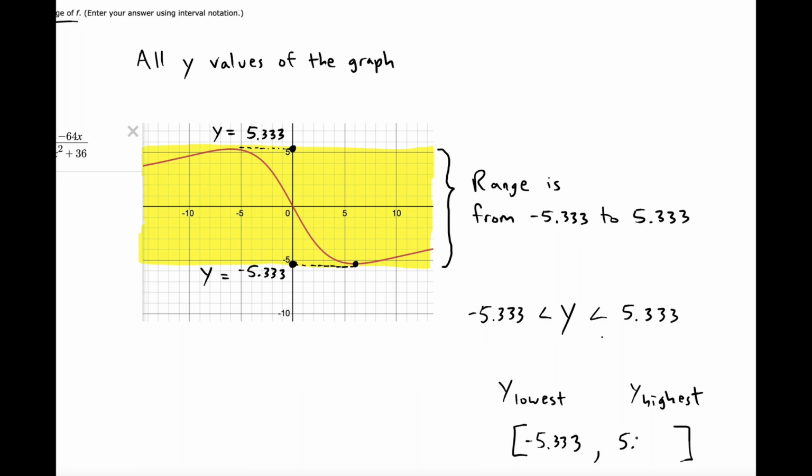The reason square brackets are used in this question is because that point really does touch a y value of negative 5 1/3. It doesn't just approach the value, it really holds that value. It would be negative 16/3 as a fraction here, and this one up here would be positive 16/3.